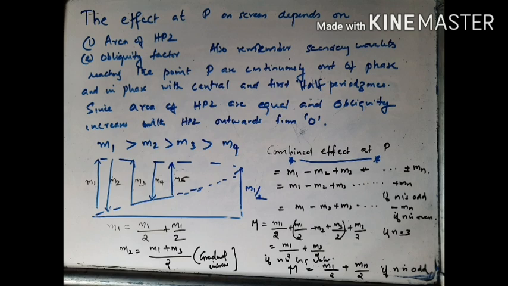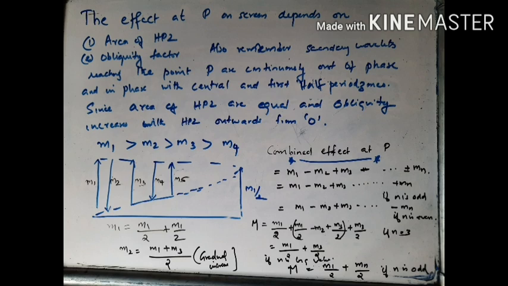And if there is a large number of half period zones, the effect at P due to the higher order half period zones is very, very small compared with the first half period zone. Therefore, since m1 by 2 is very, very large compared with mn by 2, we can approximate the effect at P as m equal to m1 by 2, as shown in the figure.